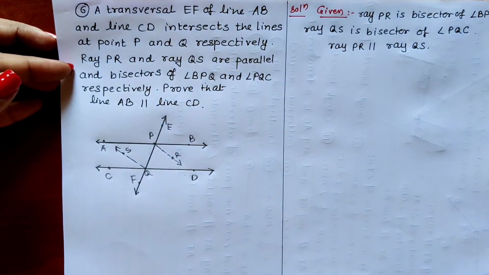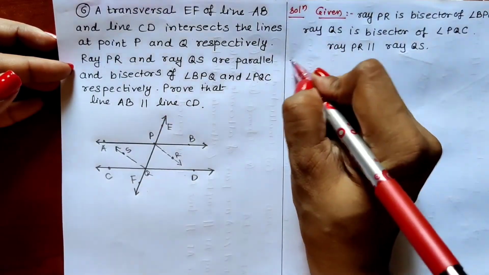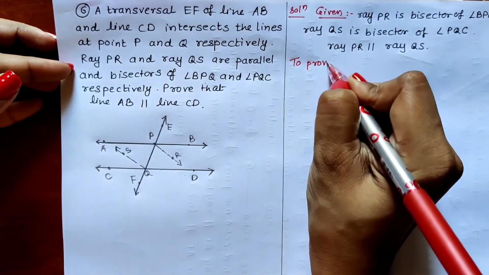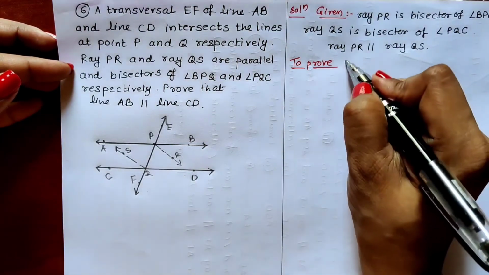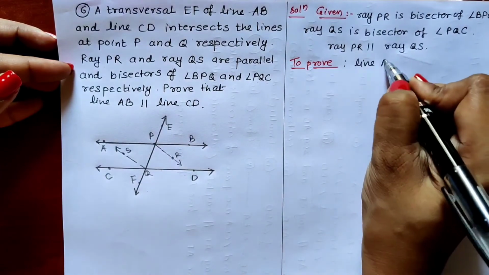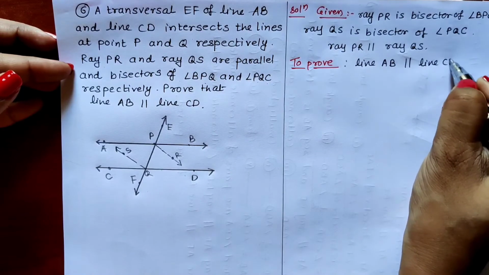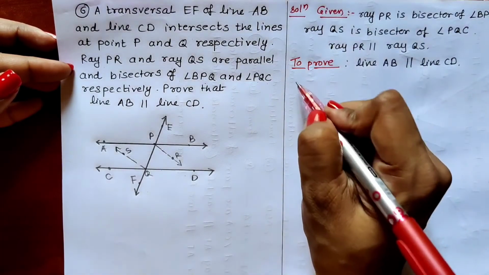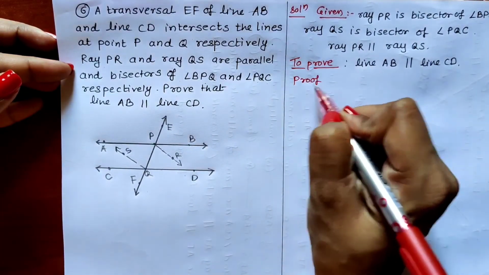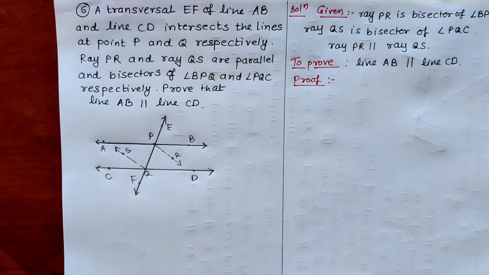What is to prove? To prove is line AB parallel to line CD. This we have to prove in the end. This should be our last statement in solution. Okay, so in proof we will always have to write proof. So proof, we will start our proof from this.